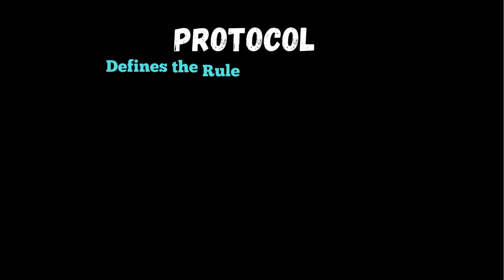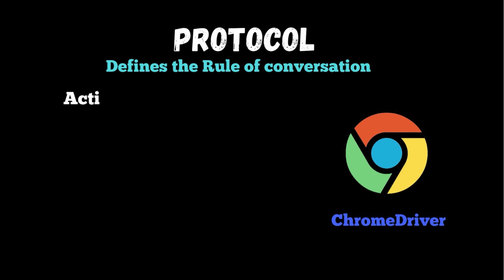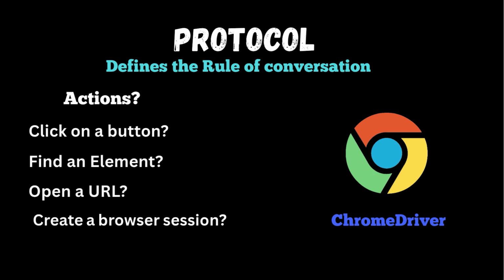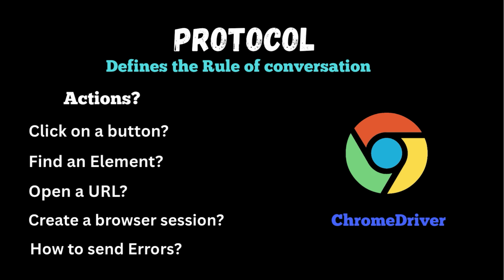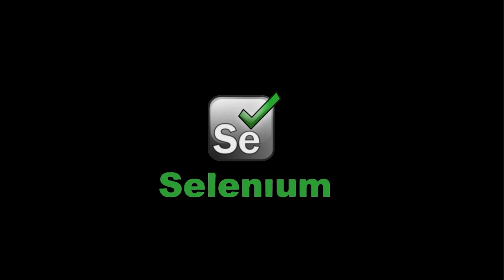The protocol defines the rules of conversation. The driver needs to know exactly what action I am requesting. Am I trying to click a button, find an element, open a URL, create a browser session? And if something goes wrong, what should the response look like? The protocol answers all these questions, and this is where Selenium's history gets really interesting.